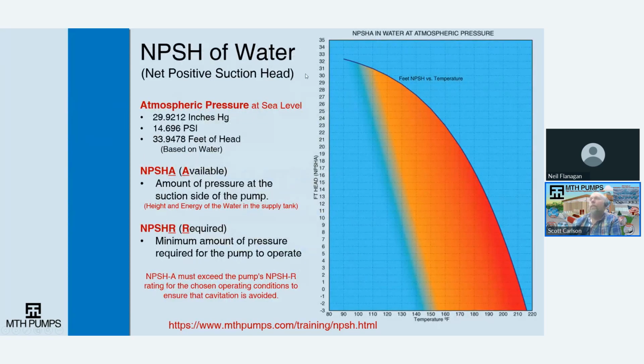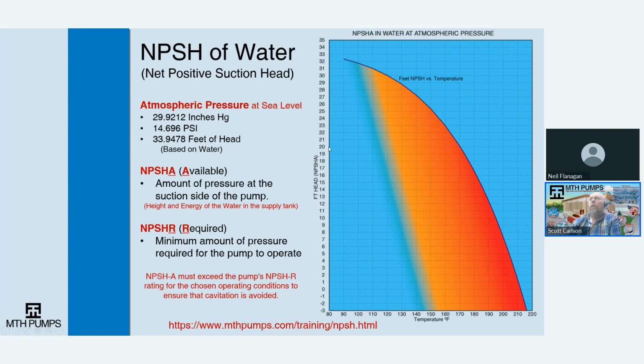Here's talking about some of the NPSH, the net positive suction head. When it's A, NPSH A, it's available. It's the amount of pressure that is in front of the pump. When it's R, it's required. That's how much the pump needs to operate. And atmospheric pressure at sea level is already almost 40 feet.